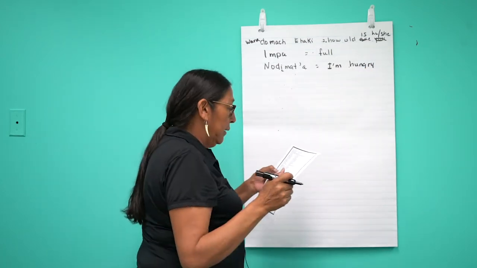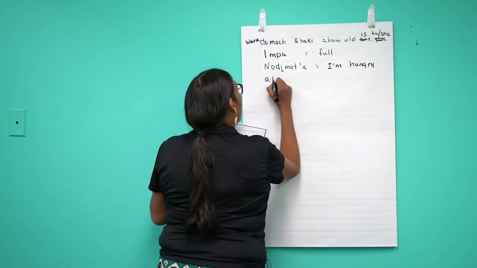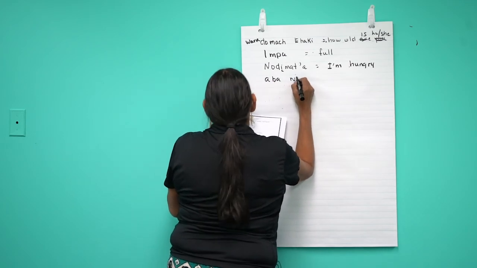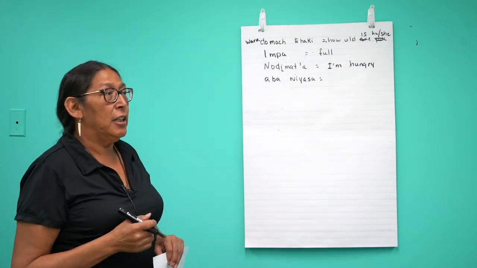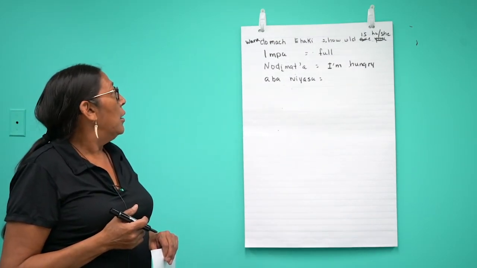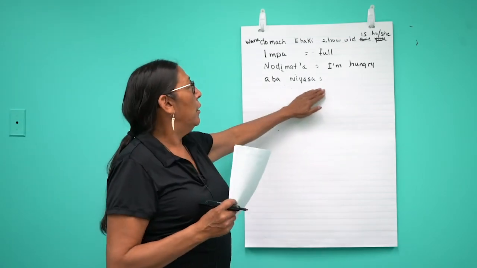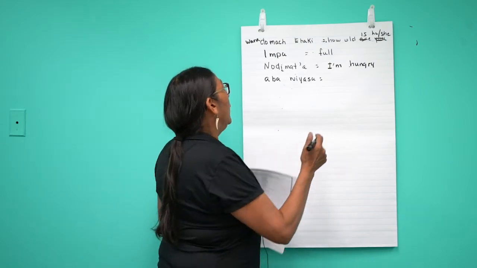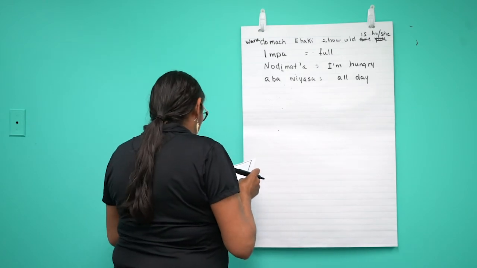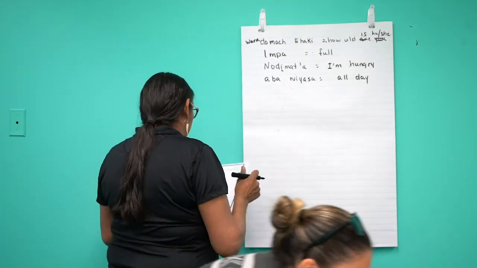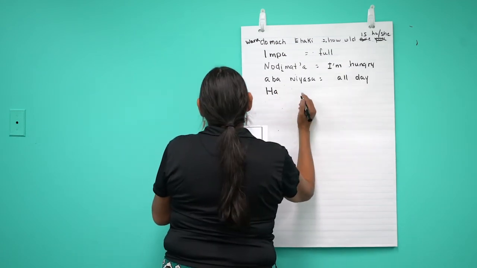Amba niaza. I used to say that. Amba niaza. That's all day. All day. Sitkana to. Onoa. All day long, the bluebird sang. All day. This is all day. And then we're going to go all night now. We went all day, so now we're going to go all night.